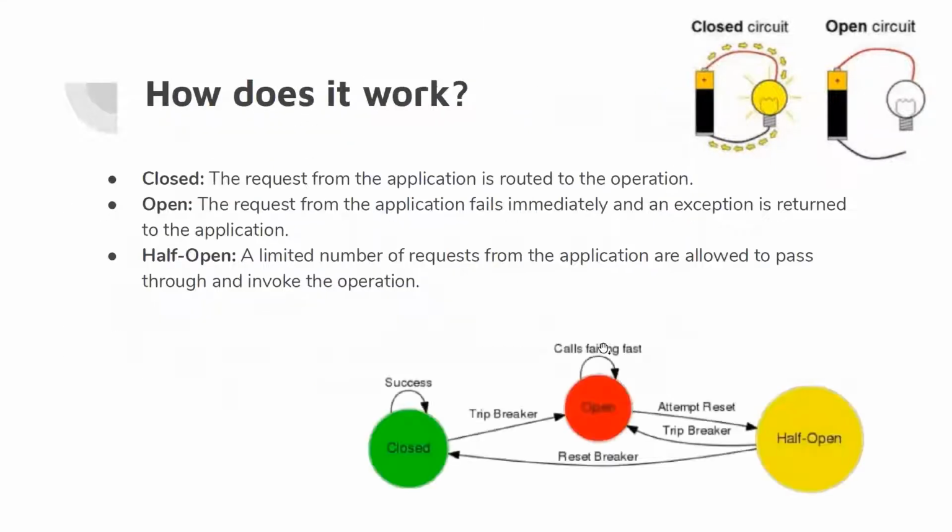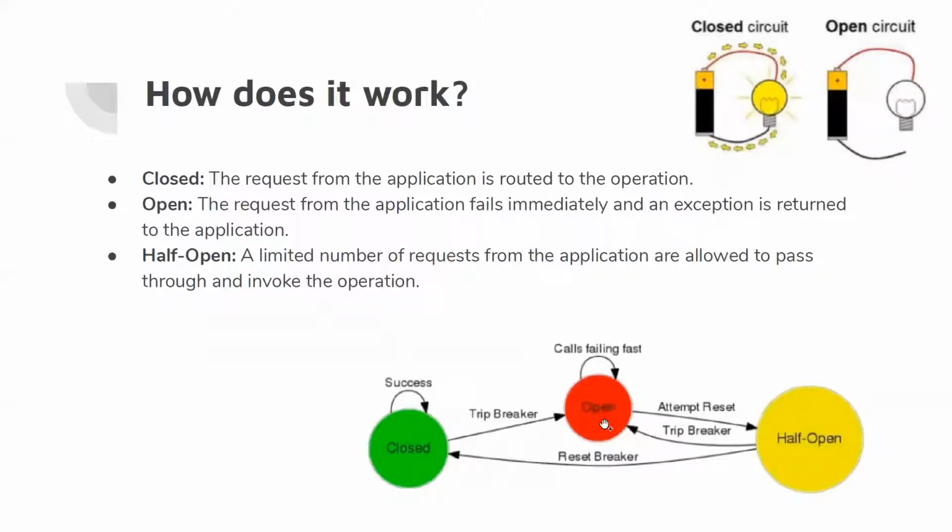So how does the circuit breaker pattern work? The circuit breaker pattern has 3 main states: closed, open, and half open. The first state, the normal state, is the closed state, when it is serving all the requests and the application is running fine. But as the number of failures increases and crosses some threshold limit, it will move the state from closed to open.